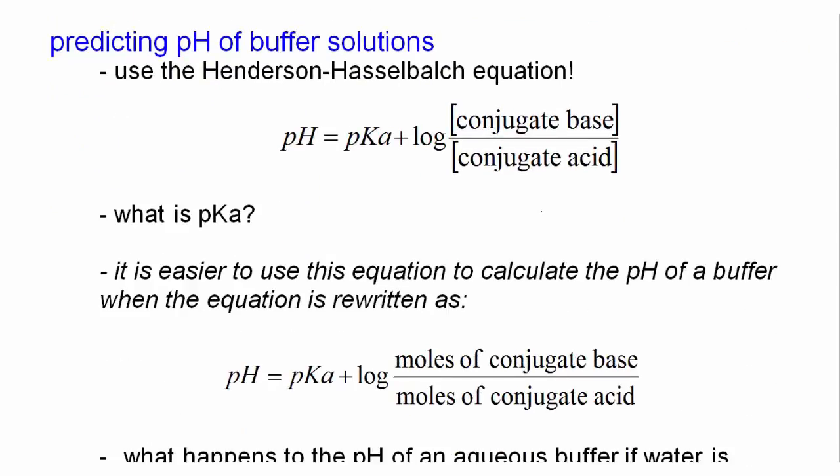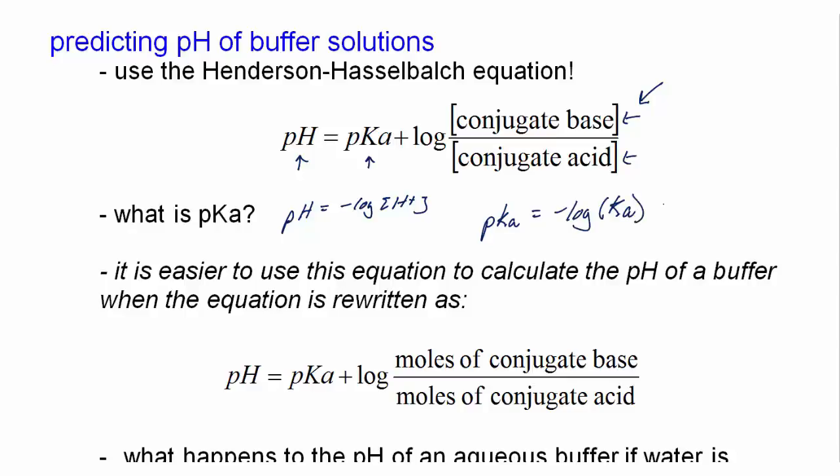We are going to use the Henderson-Hasselbalch equation to determine the pH of weak acid or buffer solutions. So this is our equation. The pH of the buffer will be pKa plus the log of the concentration of the conjugate base divided by the concentration of the conjugate acid. Well, what is pKa? It's kind of the p function. If we have pH, we know that's negative log of H. So if we have pKa, that's just the negative log of whatever your Ka is.